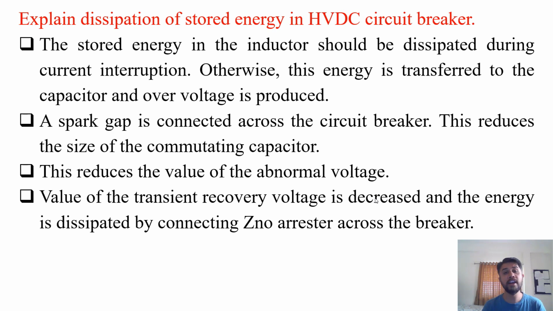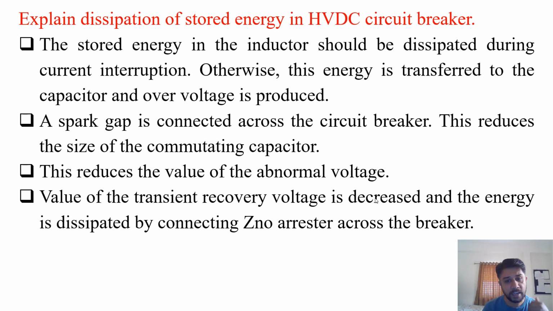Explain dissipation of stored energy in HVDC circuit breaker. The stored energy in the inductor should be dissipated during the current interruption. Otherwise, this energy is transferred to the capacitor and overvoltage is produced due to the excessive energy. A spark gap is connected across the circuit breaker. This reduces the size of the commutating capacitor. This reduces the value of the abnormal voltage.